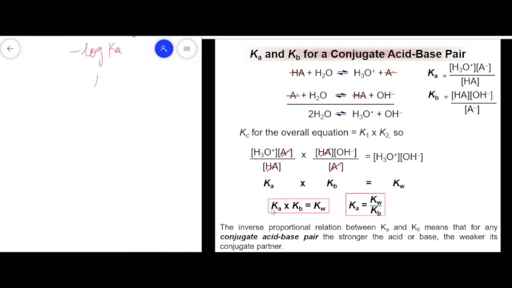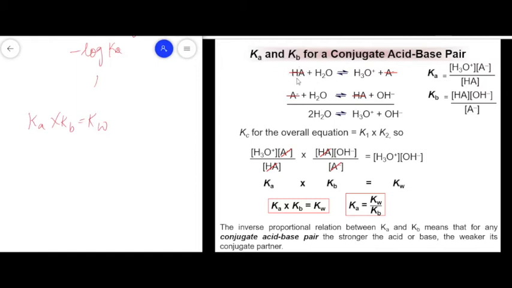Now, another important formula that I would like you to memorize is that Ka times Kb equals Kw. This is just rearranged, but essentially the important idea is that Ka times Kb equals Kw. Ka is the dissociation constant of an acid, Kb is the dissociation constant of the base, and Kw is the ionization constant of water. How can we derive this equation? So let's quickly look at that.